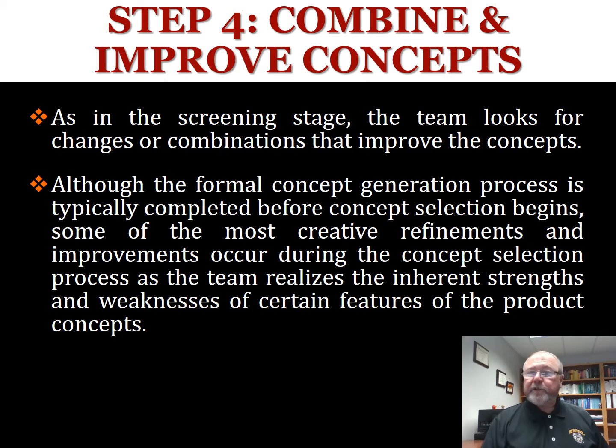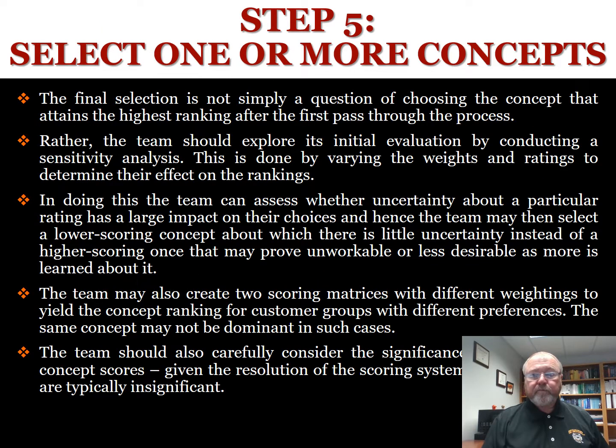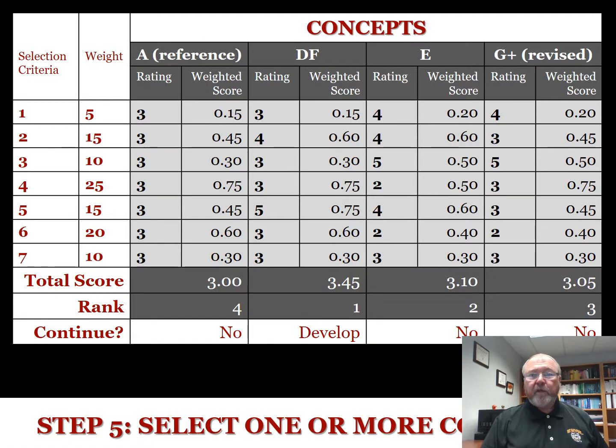So that's what we were just talking about: combining and improving concepts. That means you can't just look at that score at the bottom and make a decision based on that, at least not usually. You really need to look at a comparison of these things and see if there's anything you can borrow from one concept that would improve some of the other concepts. And then we're going to select one or more of the concepts. So you may have to do this iteratively. You may have to go through this a few times. And that's what we're talking about when we get to the bottom of this.